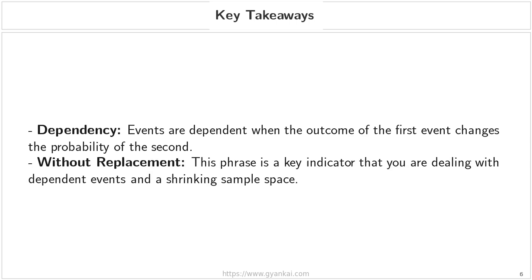Second, keep a sharp eye out for the phrase, without replacement. Whenever you see this in a word problem, it should act as a red flag or a key indicator. It tells you immediately that you are dealing with dependent events and that your sample space, the total number of items available, is shrinking as you progress through the experiment.